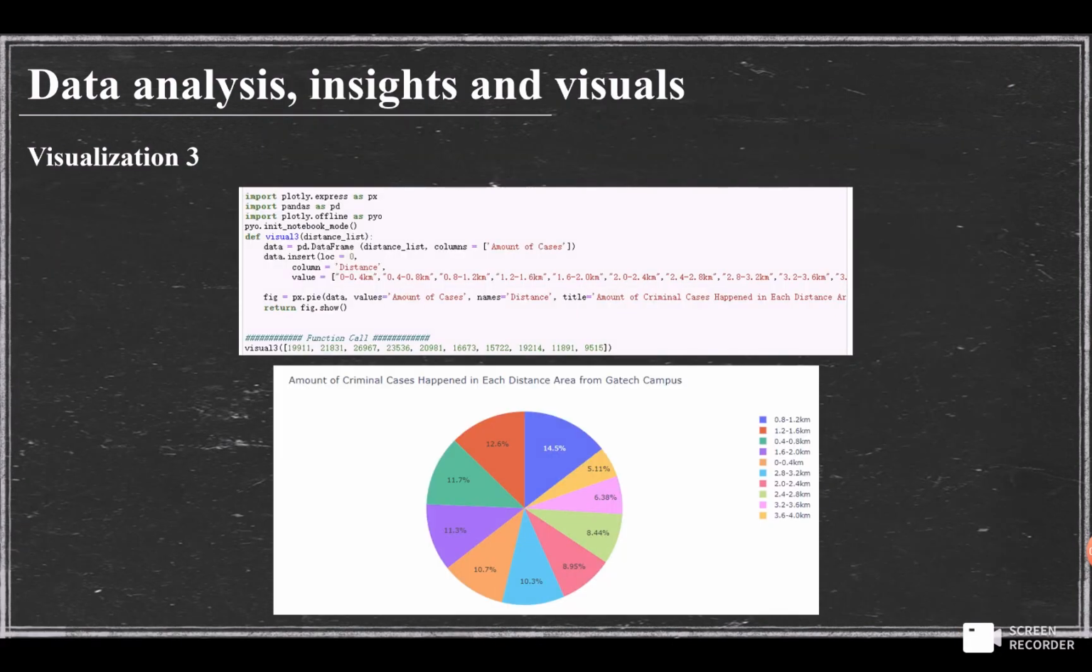For the third visualization, we use a pie chart to visualize the relation between the distance from Georgia Tech campus and the number of criminal cases. So we can see from the figure that the area of 0.8 to 1.2 kilometers is the most dangerous area, and the first several areas are all very close to our campus, and the farther the distance, the safer. So our students should be careful since our campus nearby is not so safe.